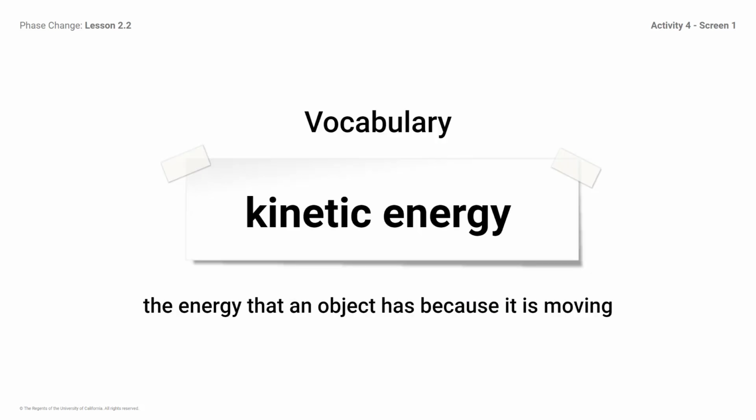Vocabulary. Kinetic energy: the energy that an object has because it is moving. When energy is added to a substance, it leads to an increase in the kinetic energy of the molecules that make up that substance. An increase in molecules' motion is evidence that their kinetic energy has increased. When we remove energy from a substance, the kinetic energy of the molecules decreases and the molecules slow down.